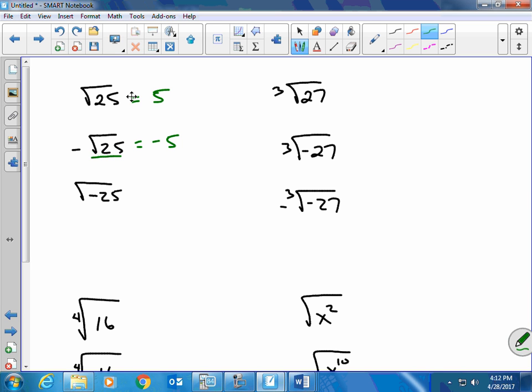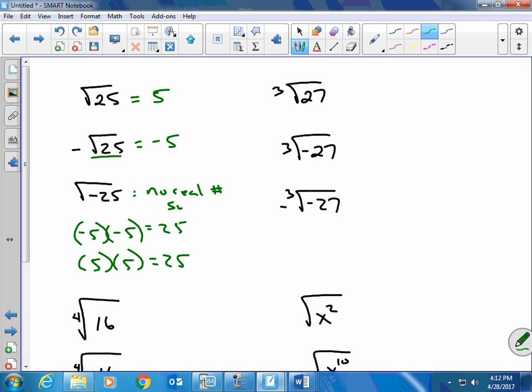Remember what square root asks. What two numbers that are exactly the same will multiply together to give me that number? So if I multiplied a negative 5 times a negative 5, I do not get a negative 25. I get a positive 25. And if I multiply a positive 5 times a positive 5, again, I don't get a negative 25. I get a positive 25. This one has no real number solution.